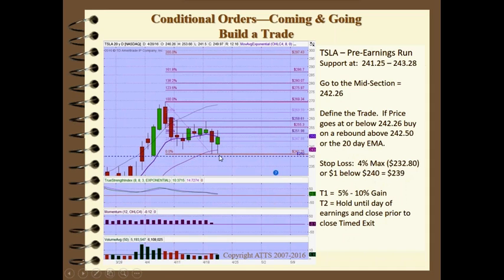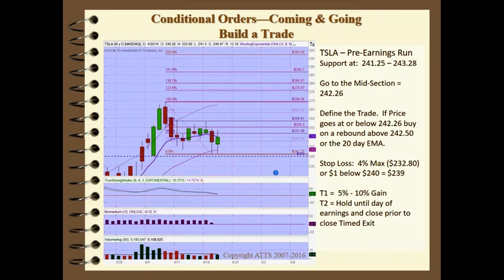If it closed below that level, the 240, 241 level, I'd say, the analysis isn't working out. I'm done. I'm out. Stop loss, 4% max, which put me down at 232.80, or $1 below 239, which is my support here. So $1 below 239, below 240, and I could basically take either one of those and still be within the rules that I trade by.